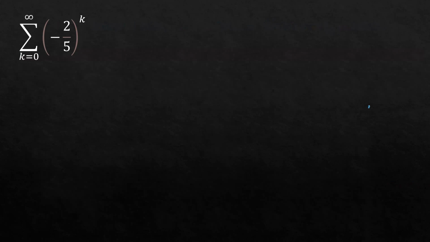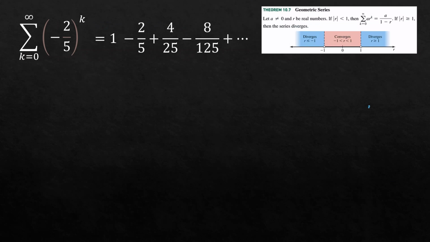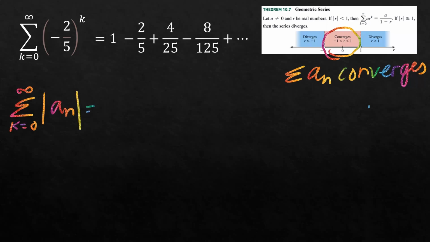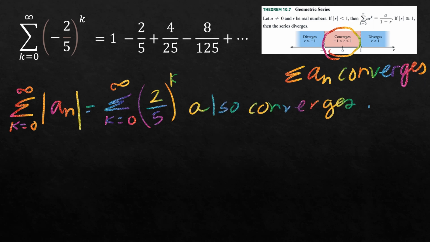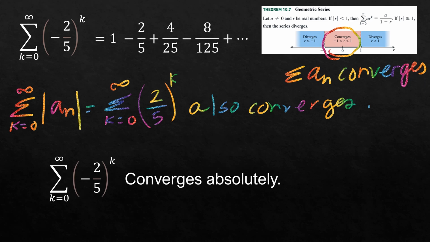So let's take a look at the differences between absolute convergence and conditional convergence. So here's an alternating series. All right, that's how it looks. We know that's a geometric series and that converges. And then if we take the absolute value of the terms, we get 2 over 5 to the k power. r is 2/5, also in the convergence zone. So this series converges absolutely.